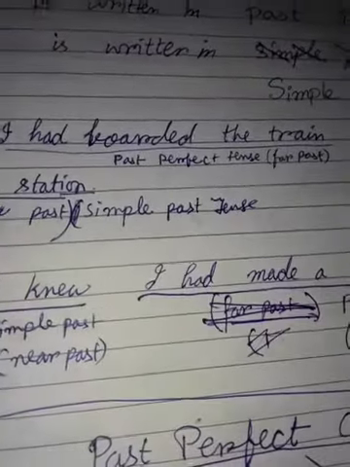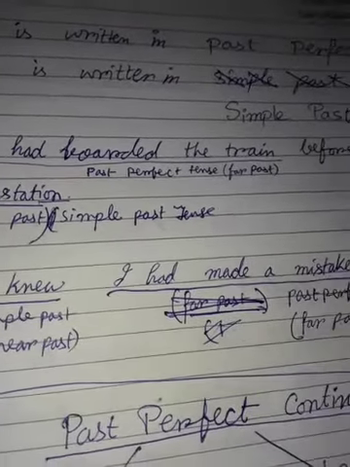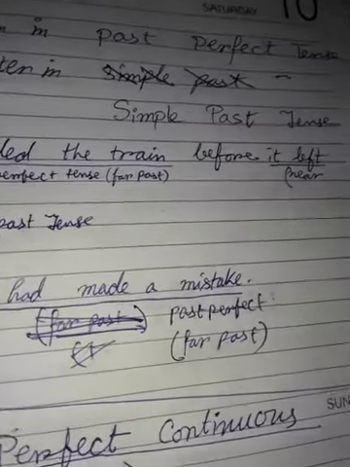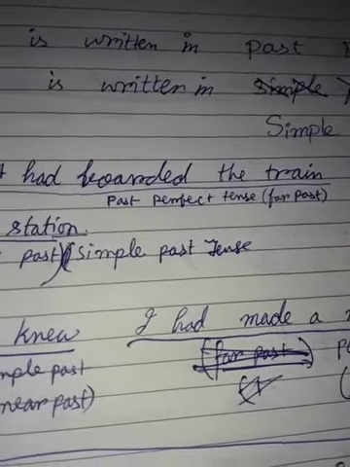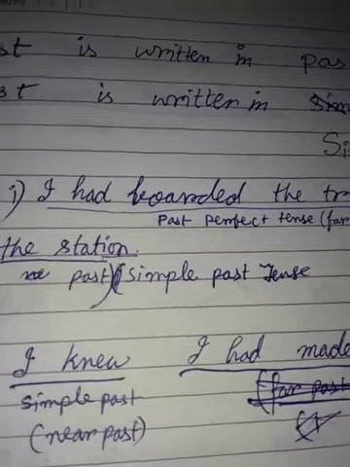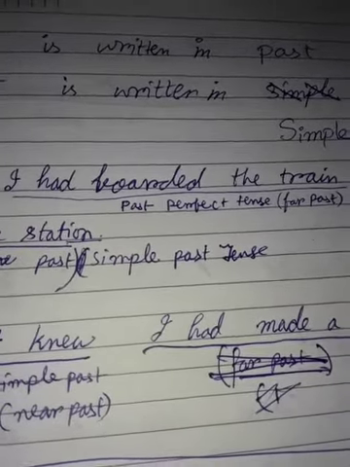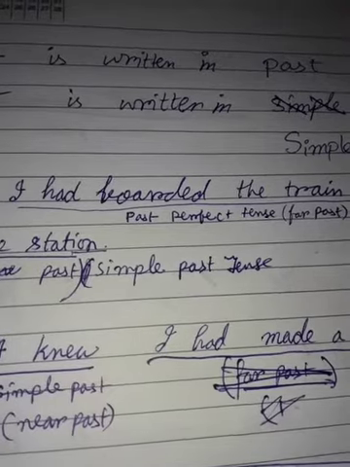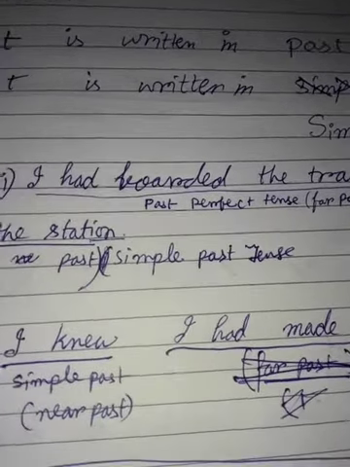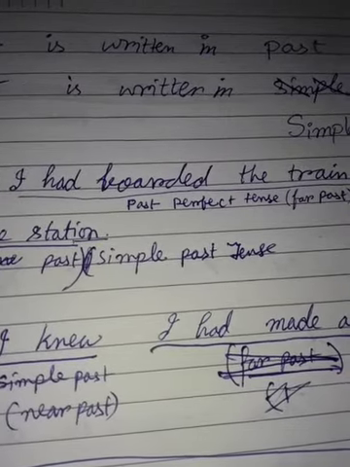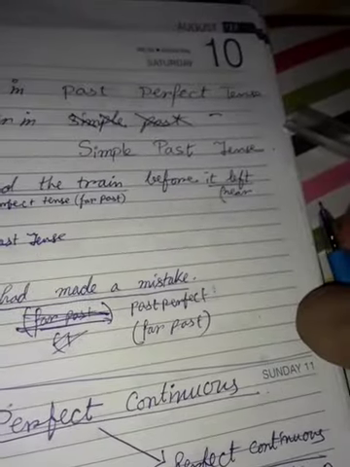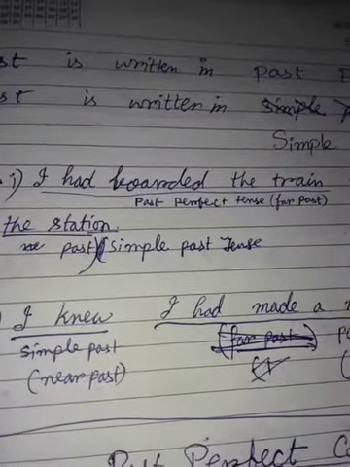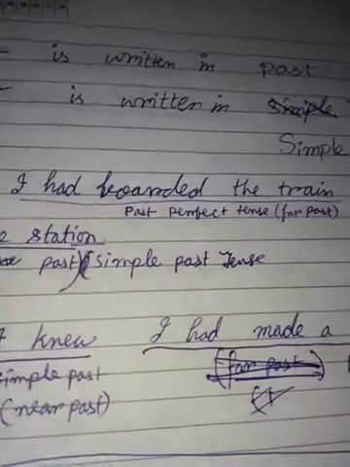Now there are more examples. I had boarded the train before it left the station. So past perfect tense or far past is that I had boarded the train. Of course you will board the train before the train leaves. So it has happened also in case of I. I had boarded the train before it left the station. I had boarded the train earlier. Then only the train left the station.